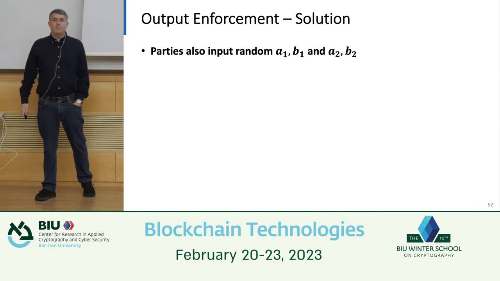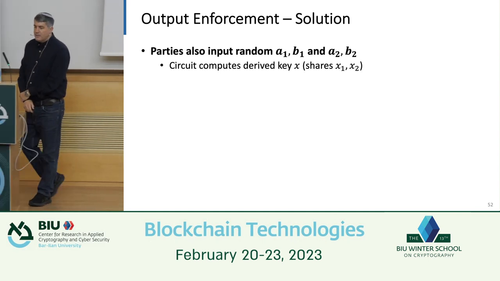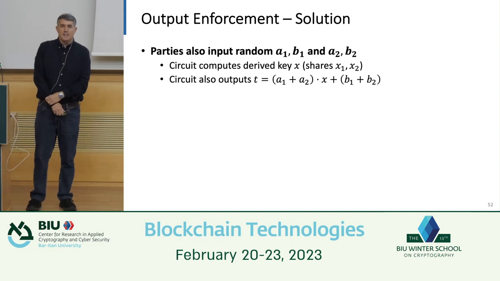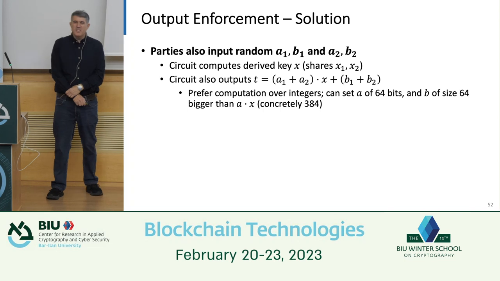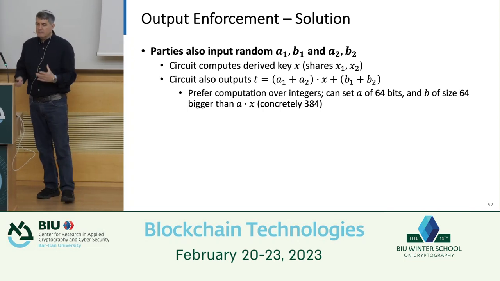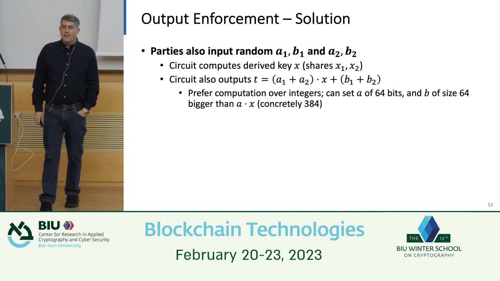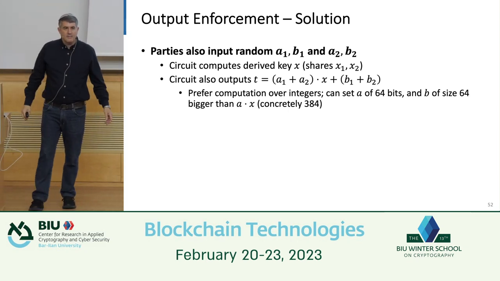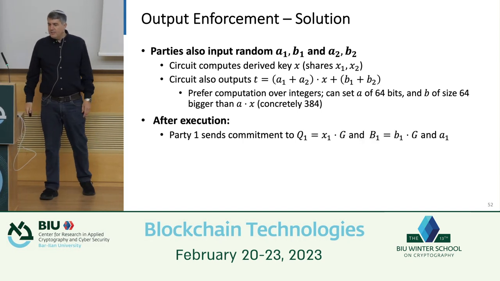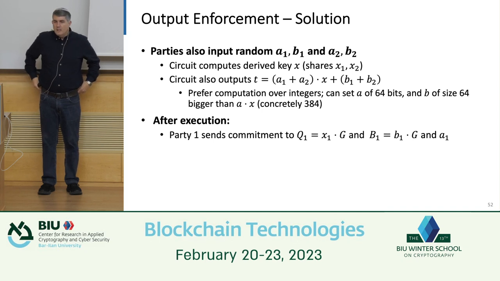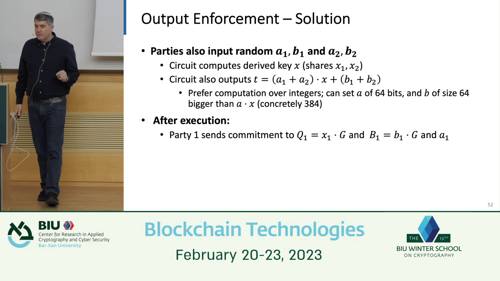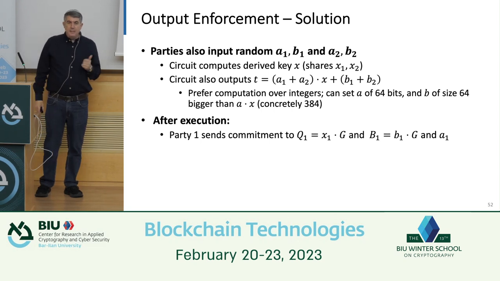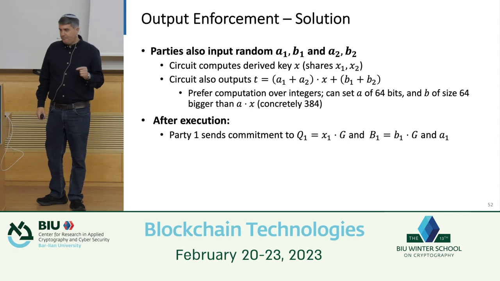So the parties will also input random A1, B1, A2, B2, and the circuit will compute the derived key, and then we'll compute a one-time MAC, essentially A times X plus B. We prefer this to be over the integers, so we make things the right sizes: A can be 64 bits, and B will be 64 bits bigger than A times X, so that it drowns out any information about X, so it'll be 384 bits. Then after the execution, the first party will send a commitment, not the value, a commitment to Q1, which is X1 times G, their share of the output key, capital B1, which is little b1 times G, and little a1.